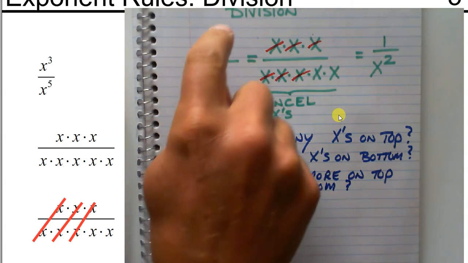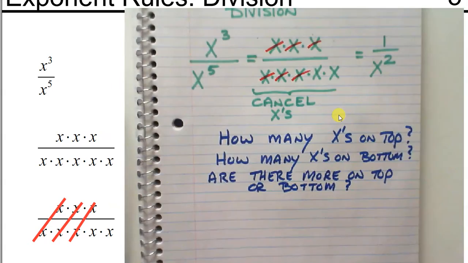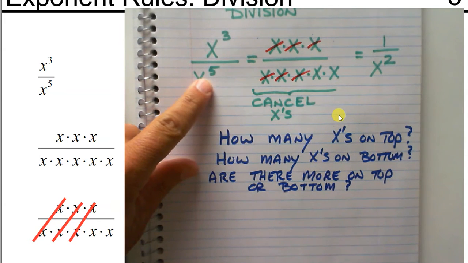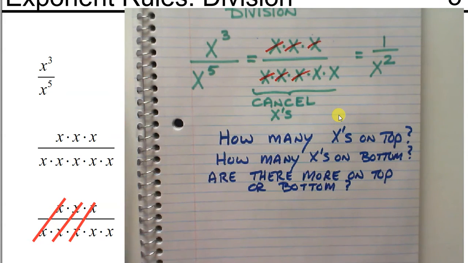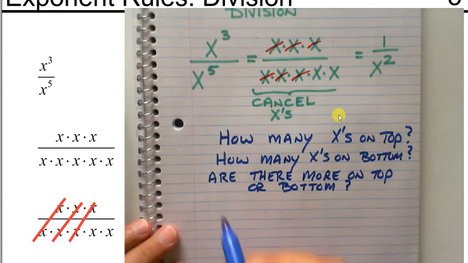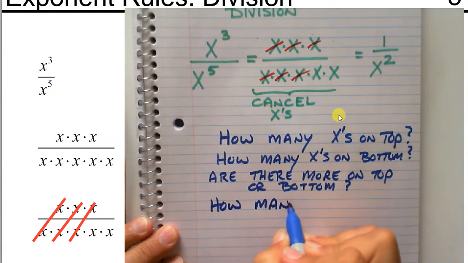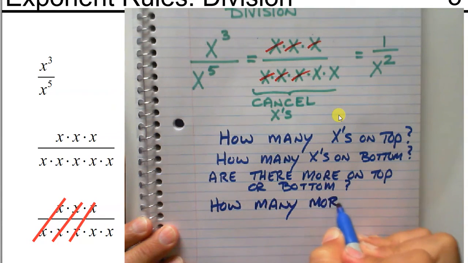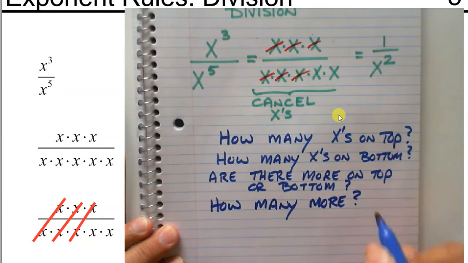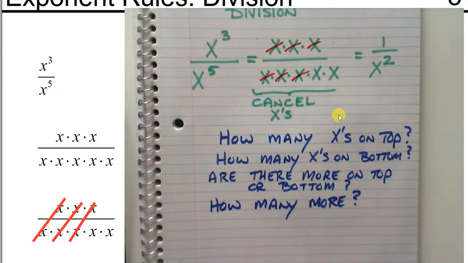So with this one, how many are on top? 3. How many are on the bottom? 5. Are there more on the top or the bottom? Bottom. How many more are on the bottom? There are 2 more on the bottom, which means my final answer is going to be x squared on the bottom. If there were more on the top, I'd end up with the answer on top. If there are more on the bottom, I end up with the answer on the bottom.